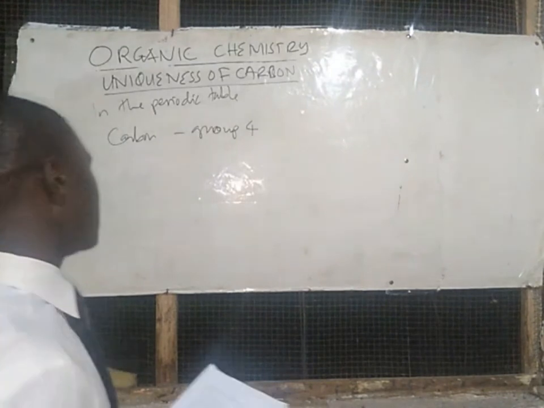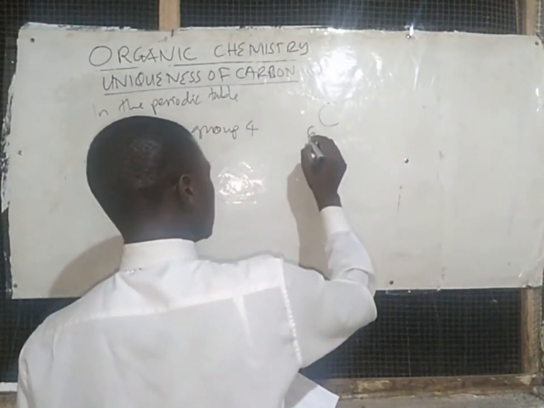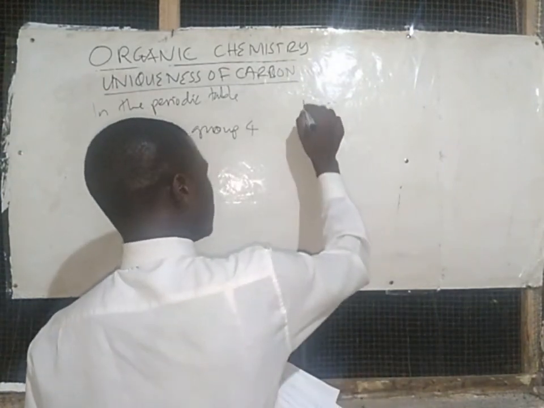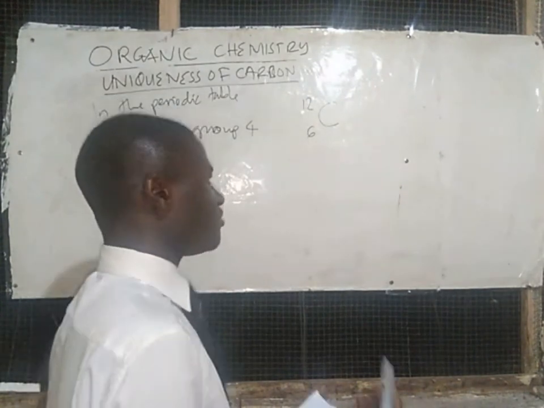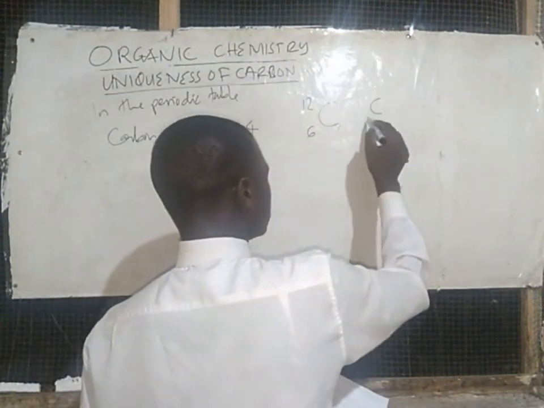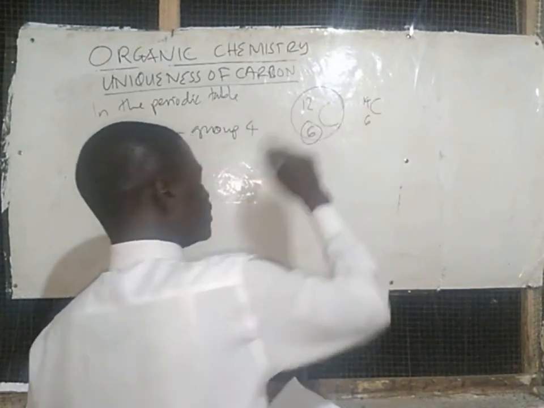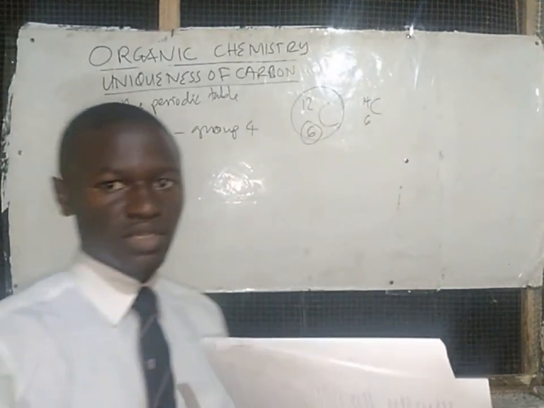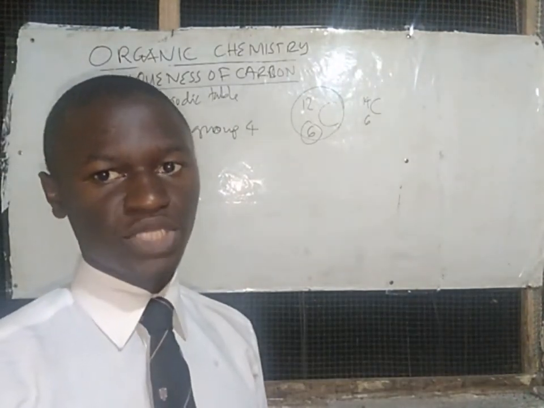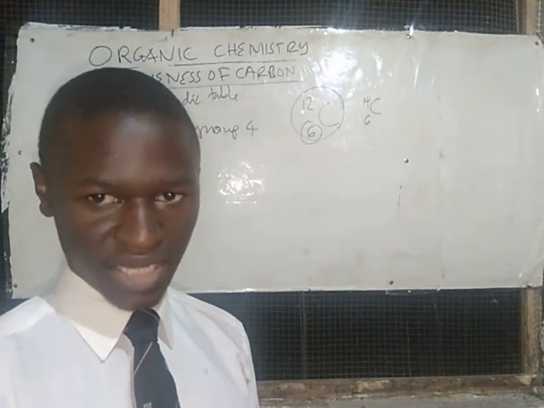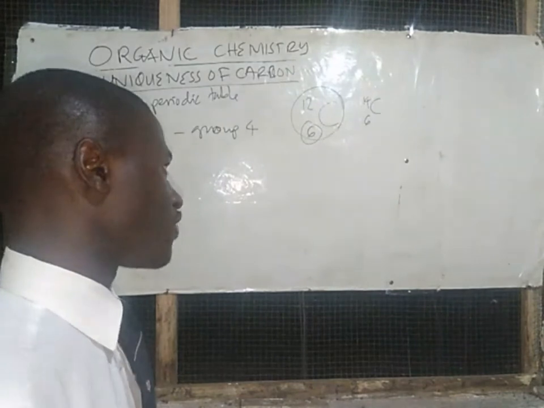Group 4 element. And in terms of atomic number, carbon has atomic number of 6 and mass number of 12. However, we have different isotopes of carbon. We have carbon-14 and others, but we will mainly be talking of carbon-12, because we are not talking much of the mass number. We are talking much of the atomic number, the number of electrons which are present in an atom of carbon.